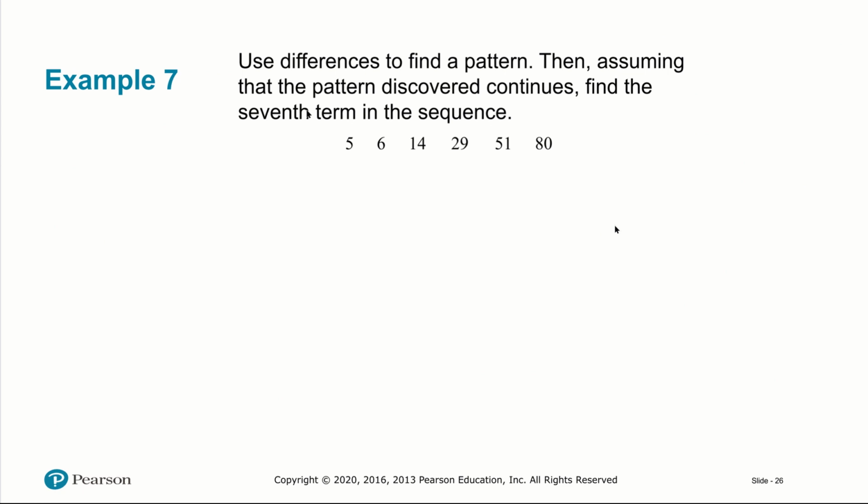All right, for our last example, we're going to look at a sequence which is actually neither arithmetic nor geometric. Notice there is no common difference. All the differences are different. Here we have a difference of 1 and then 8 and then 15, etc. Nor is there a common ratio, like the ratio of 6 to 5 is not the same as the ratio of 14 to 6, etc. So it's neither arithmetic nor geometric. So what we can do is we can use a trick where we try to see if there's a pattern in the differences between the terms.